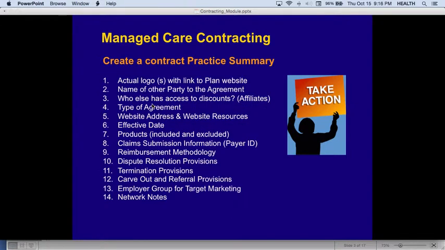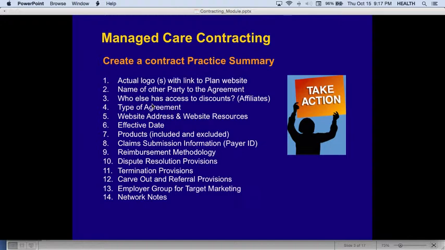So, things you want to know. What's the actual logo look like? I'm going to have my front desk looking at the card. They're going to be looking for a logo for this new contract I signed. What's it even look like? What's the card even going to say? Who are all these other affiliates? I want to know who they are. Who has access to the discounts? What type of agreement is this? What's your website? What's on your website? Where do I get the rules and regulations?